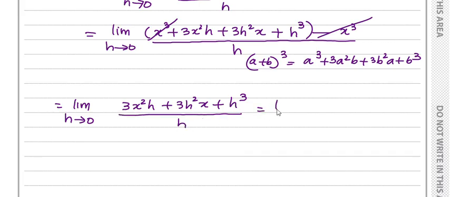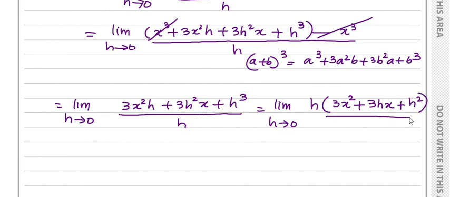That is equal to limit h tending to 0 once again. Let me factorize out the h here because every term contains an h. So this is h times the bracket 3x square plus 3hx plus h square. Close the bracket, h here. Now cancel out this h and h. So finally we get limit h tending to 0, 3x square plus 3hx plus h square.